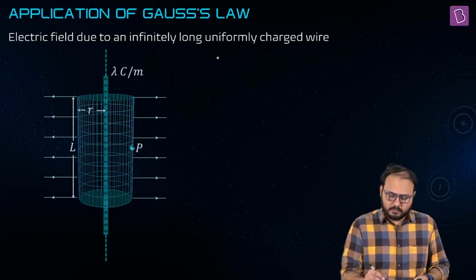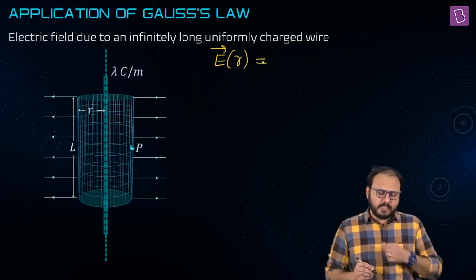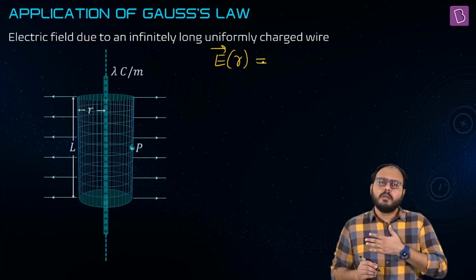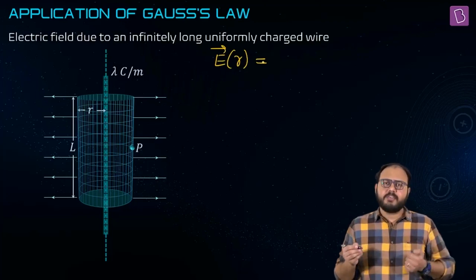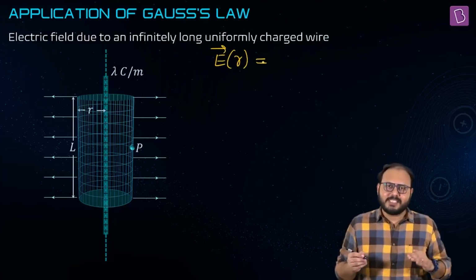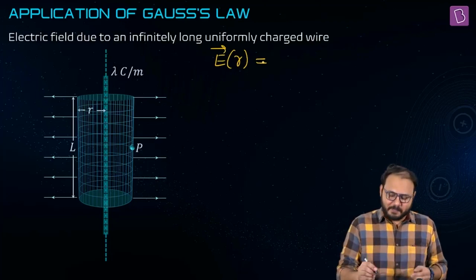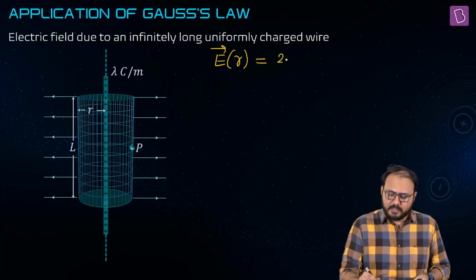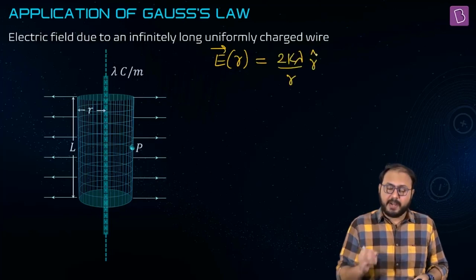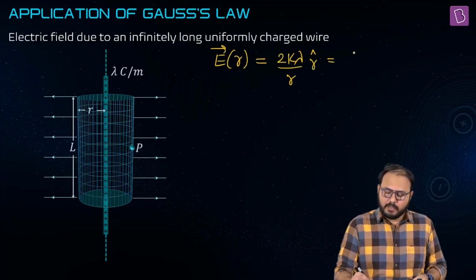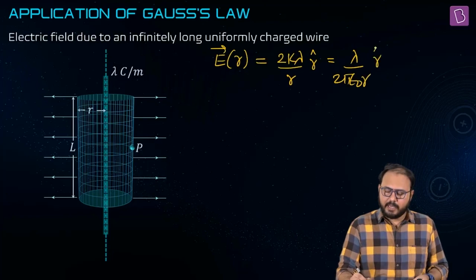E for an infinite wire at a distance r. Sir, where is this r along? Perpendicular bisector. Guys, every line which I draw bisects the infinite wire perpendicularly, because every point is a middle point. E of r is 2kλ/r r-cap, perpendicular, or λ/(2πε₀r) r-cap.